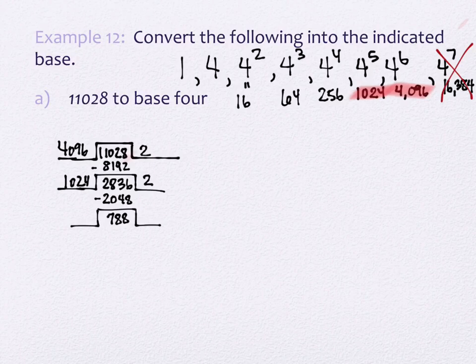Okay, so we've done the 1,024. What will we divide by next? 256. That's our next one. How many 256s are there in 788? 3. 3 times 256 is 768. And if we subtract, we get 20. And it's really, really tempting, but we are not going to skip the 64. We don't skip it. We've got to include it, okay? 64 is over here.